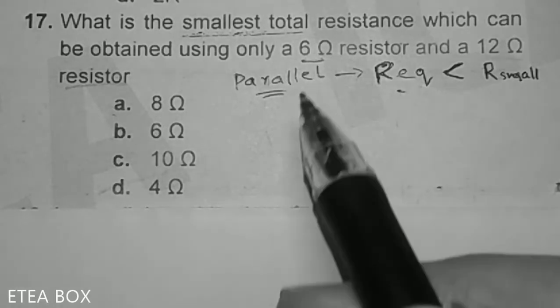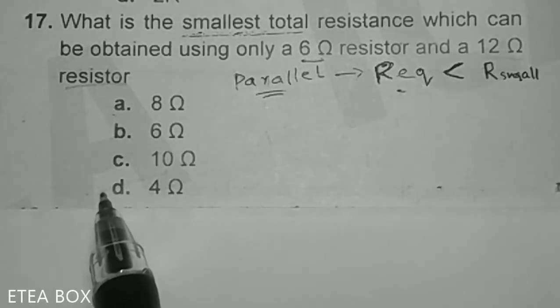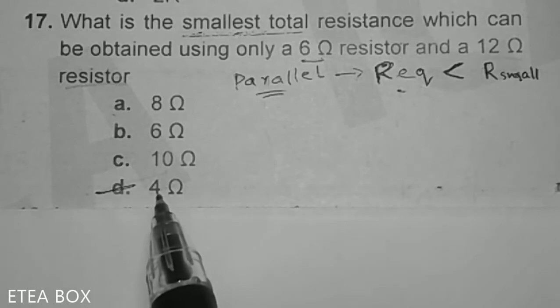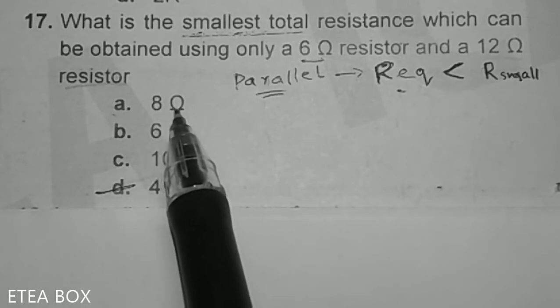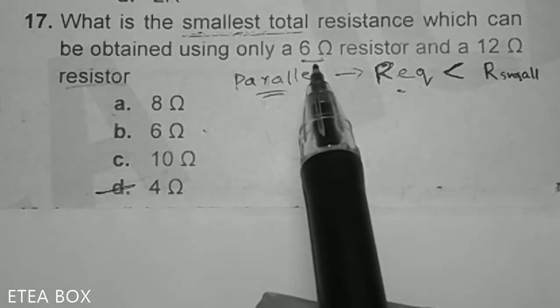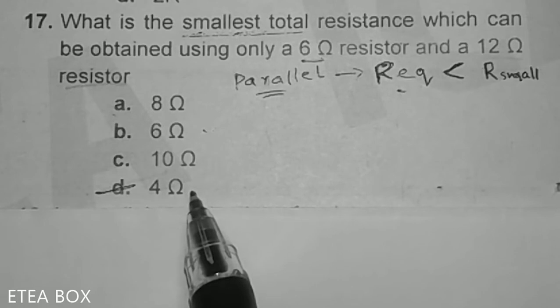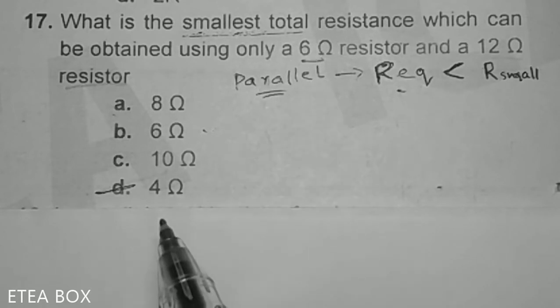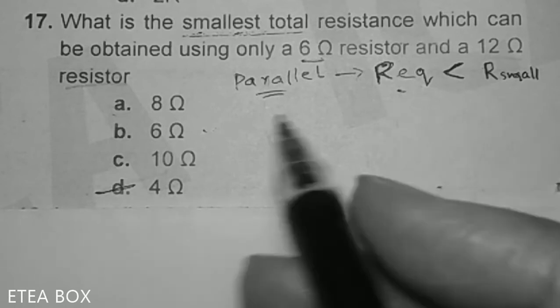Now look at here, the smaller is 4 ohm. The smaller equivalent resistance is 4 ohm. Look, 8 is also greater than 6. 6 is equal to 6, so this one is also incorrect. And 10 is also greater than 6. Only 4 ohm resistance is smaller than this smallest individual one. So this one was the shortcut method.